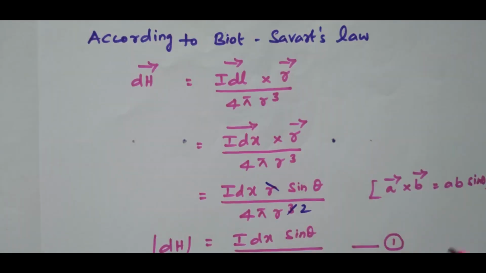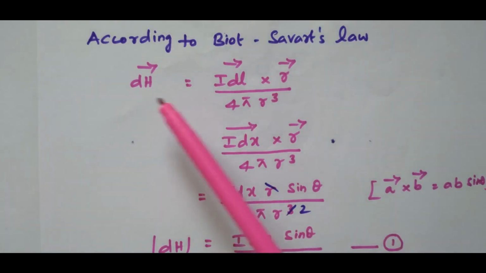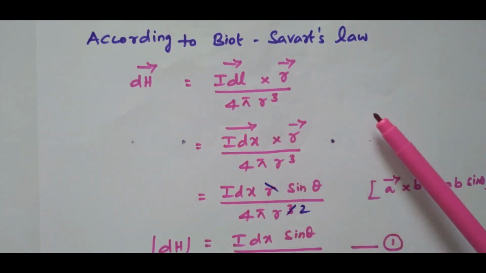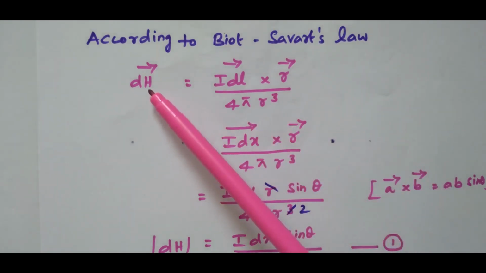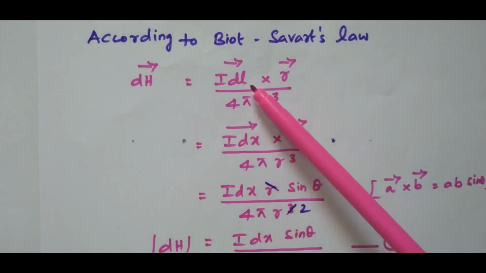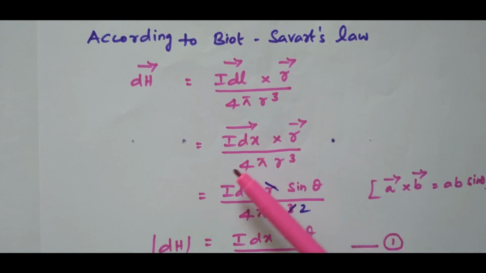Now we start with Biot-Savart's law. In order to find the magnetic field intensity expression, we start from Biot-Savart's law. dH vector equals I dl vector cross r vector divided by 4 pi r cube. That is the expression given by Biot-Savart's law in the vector form. Here we are using Idx, since at a distance x meter we consider one current element. So Idx cross r vector divided by 4 pi r cube.